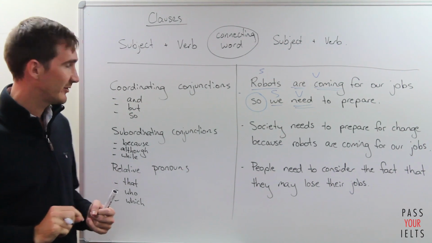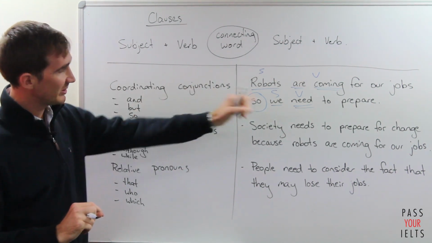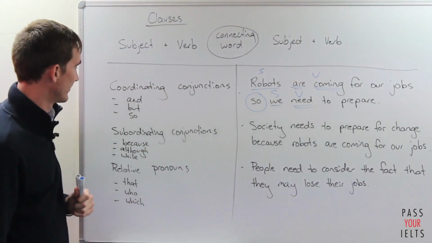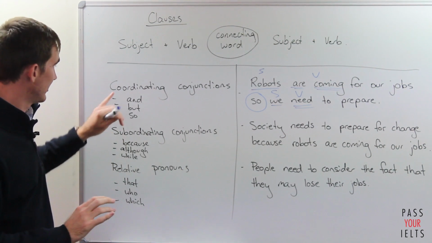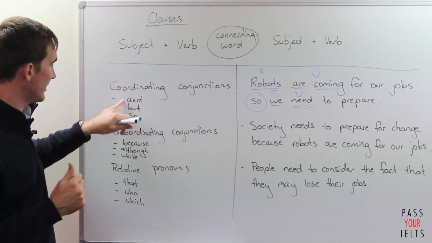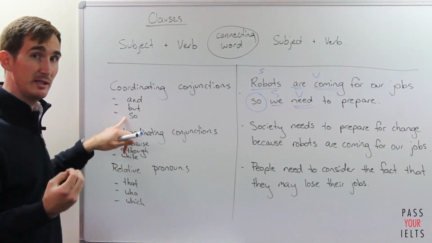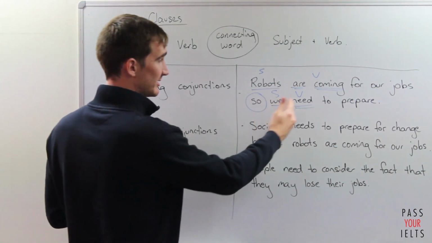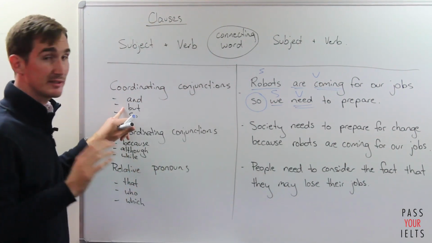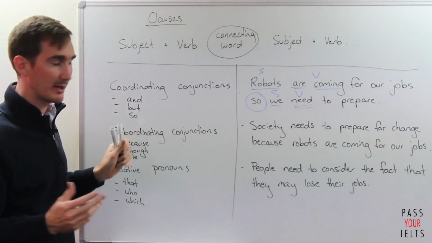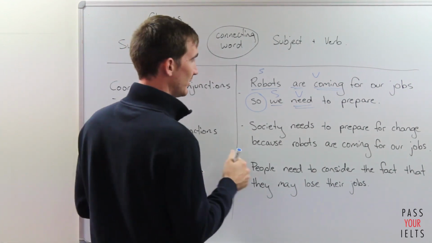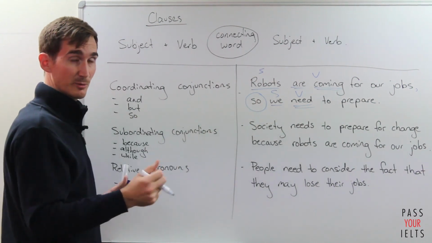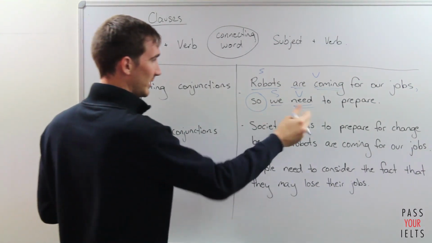Now, I have a question for you. Do I need to put a comma in this sentence? Do I need a comma before so? Well, the answer is here. Coordinating conjunctions are and, but, and so. These conjunctions require a comma if they are before another subject and verb. And sometimes isn't, but, and so always are. So, yes, we will. Robots are coming for our jobs, comma, because it's a coordinating conjunction, so we need to prepare.